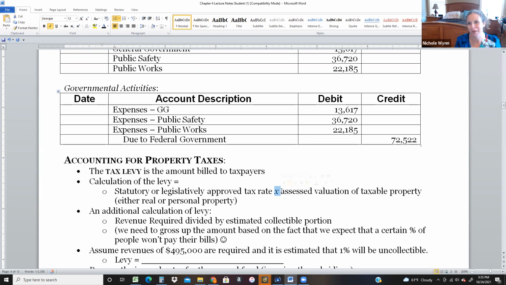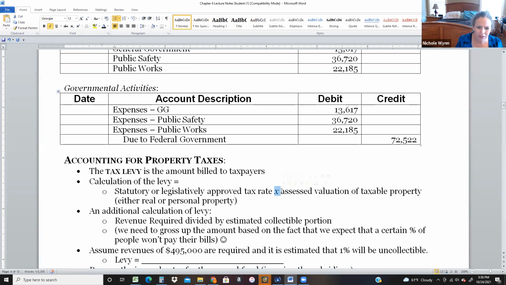Back home, I remember every once in a while in the newspaper, they would publish all the people who didn't pay their property taxes. And it was kind of like gossip in the newspaper where you could look and see who didn't pay their property taxes. It's terribly weird that we feel the need to do that. But that's one of the things that happens within the government.